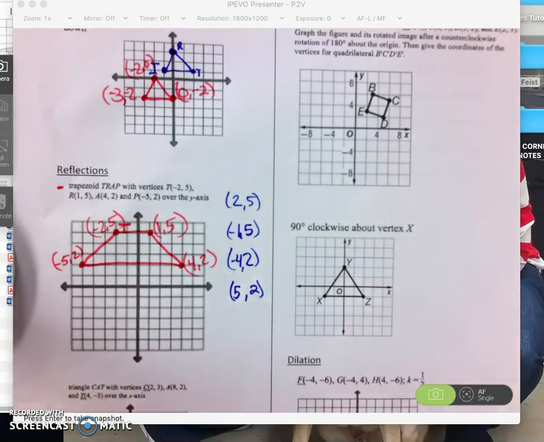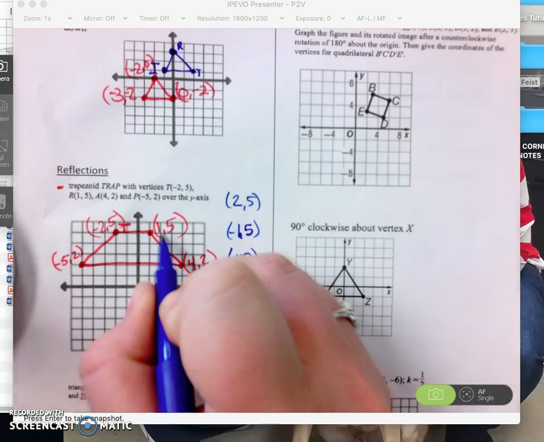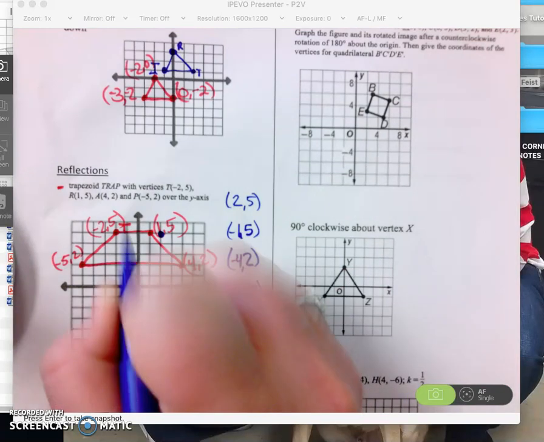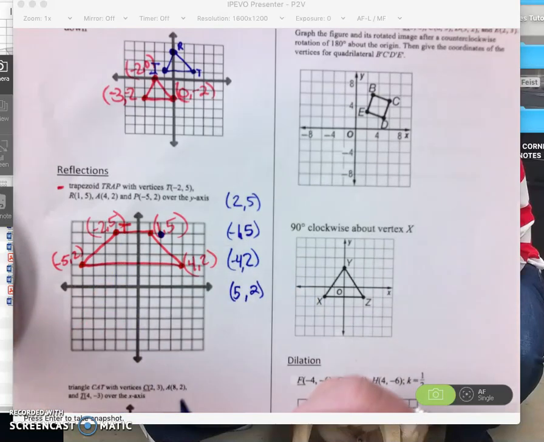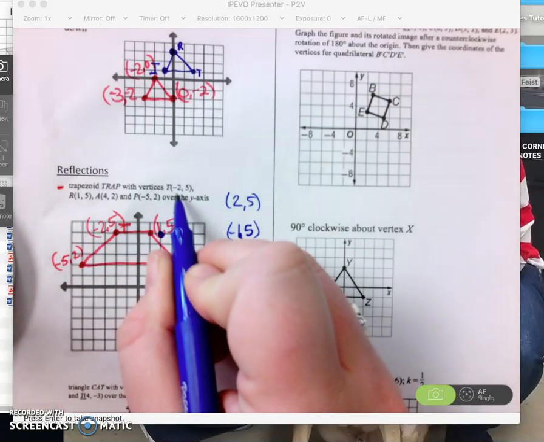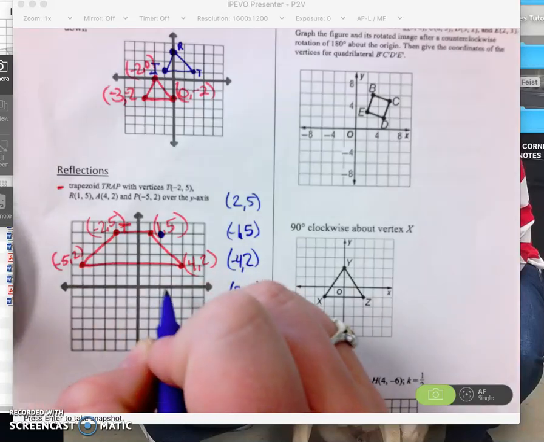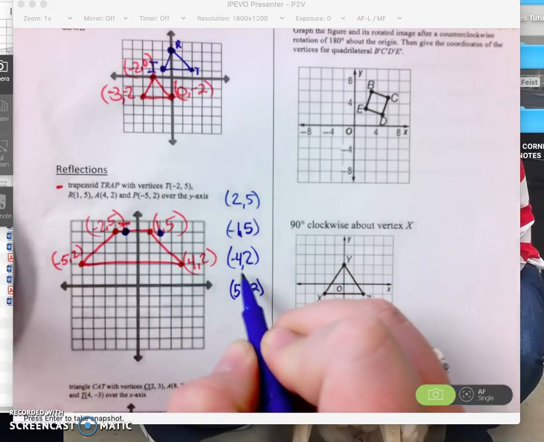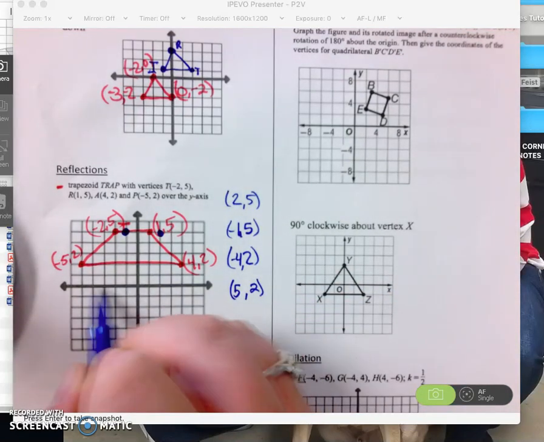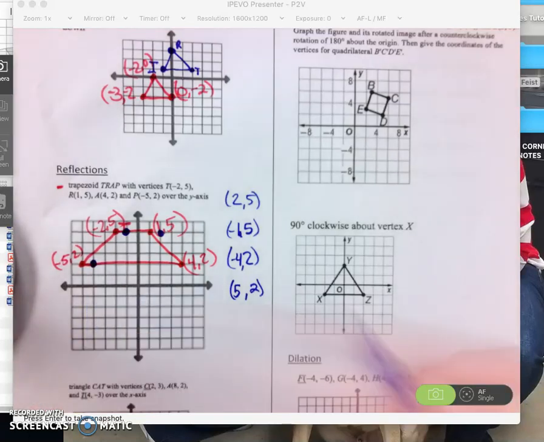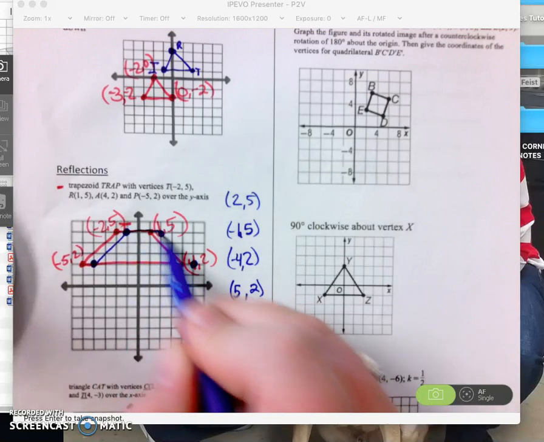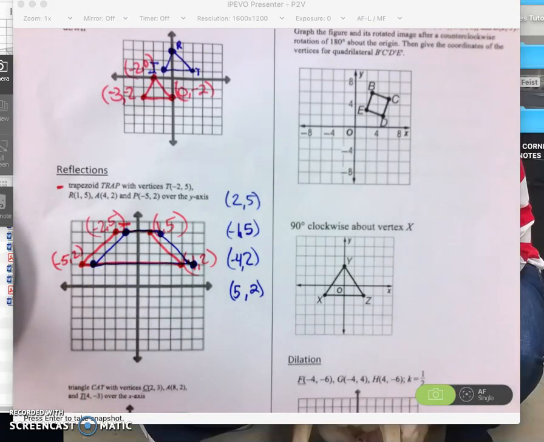And I'm going to go and plot those points. So 2, 5: over 2 and up to 5. -1, up to 5. Did I do something? Yeah, 1, 2, 3. Oh, okay, sorry. And then -4, 4, and up to 2. And then 5, 2 would go right here. There we go. Okay.